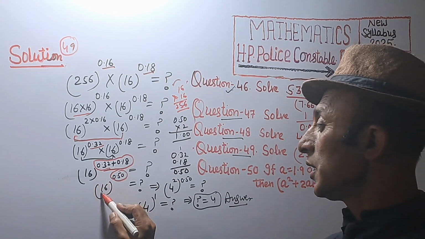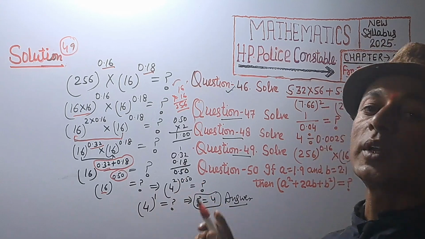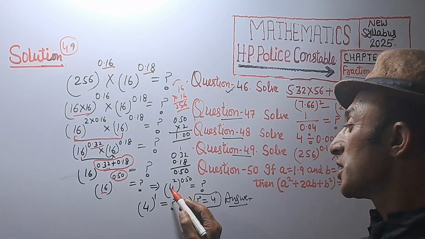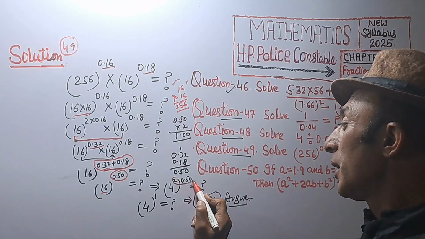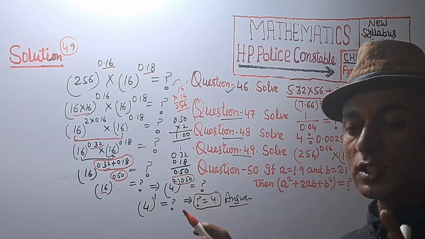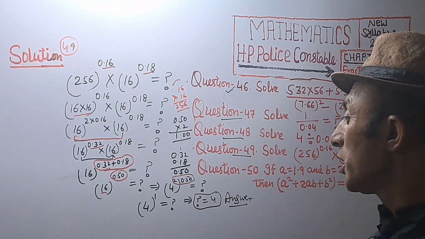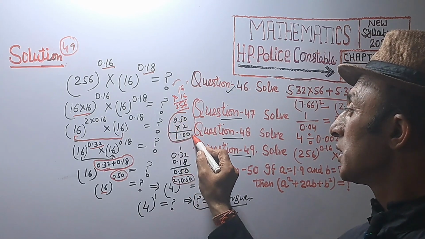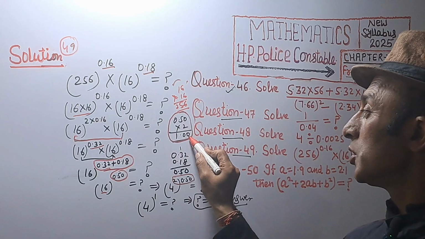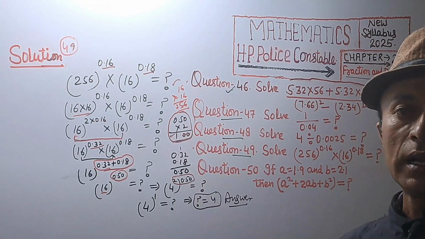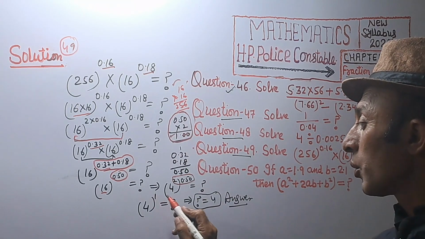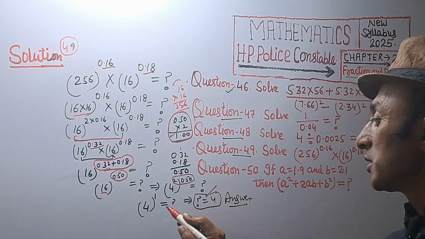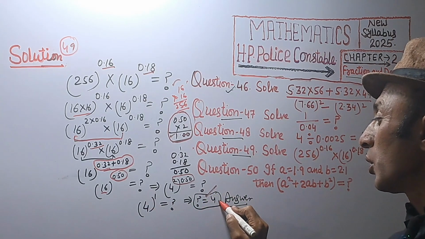And 16 we can write 4 square is 16, 4 raised to power 2, 4 4s are 16, and 2 multiply by power, that is 0.50 into 2. 0.50 into 2 is equal to 1.00, that is 1. So 4 raised to power 1 is equal to ?, and ? is equal to 4. Answer.